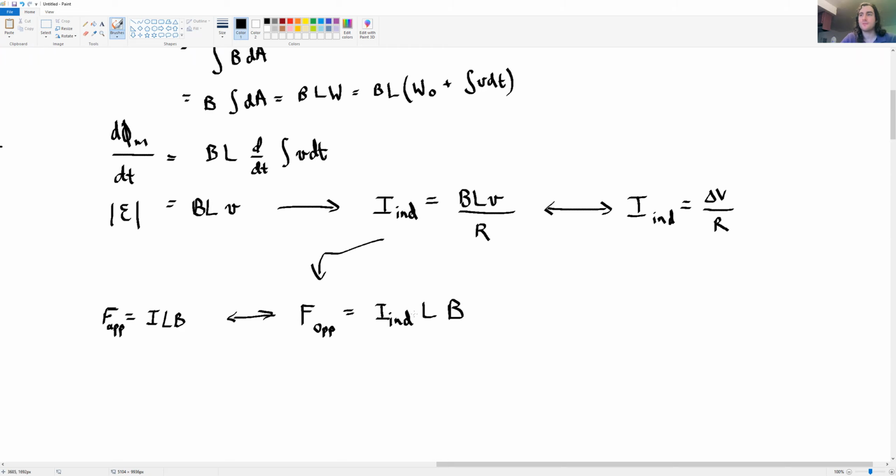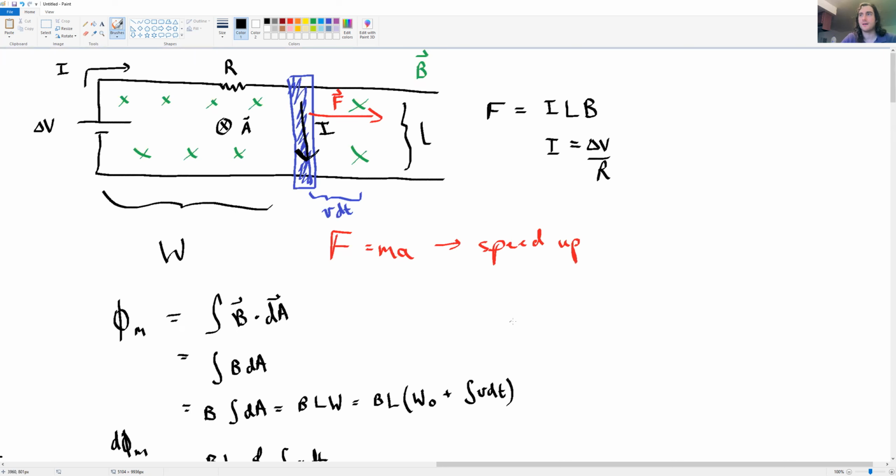So I didn't get a single thumbs up, so I'm guessing all of you guys are lost right now. So let me just explain it one more time. So we have an applied voltage which drives current in this circuit.